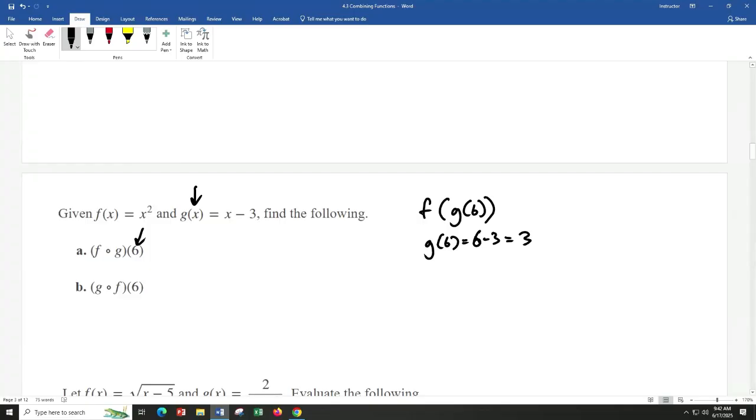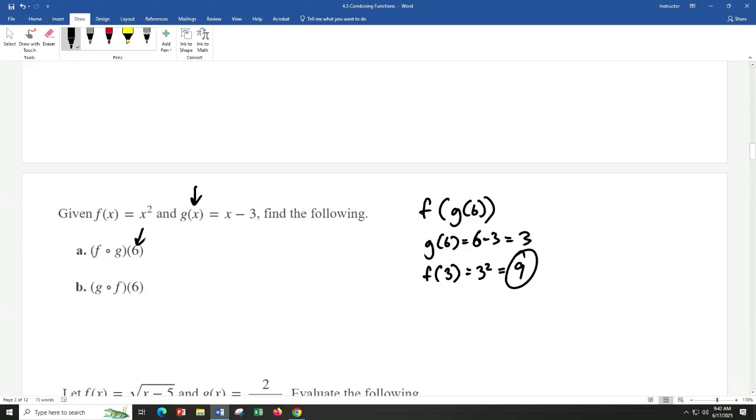Now I take that 3 that I have solved for and plug it into f. Well, f is what? Because this is now going to turn into f of 3. And that becomes 3 squared, which is going to end up being what? 9. There's your answer. Notice you can do it backwards.